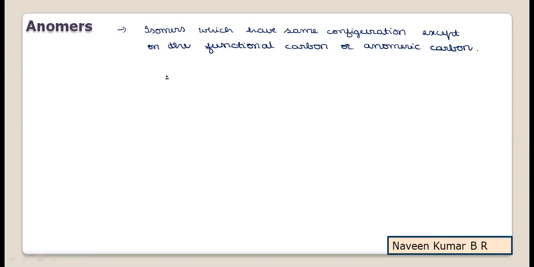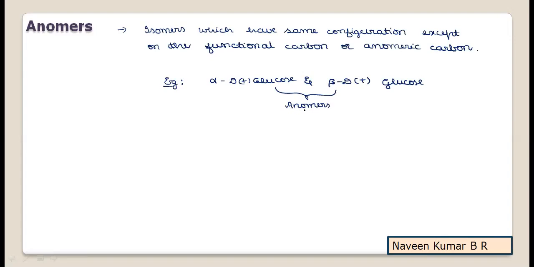The examples of anomers will always be for the same compound, with alpha and beta forms. Hence, examples of anomers are alpha D plus glucose and beta D plus glucose. These two are anomers. Why are they anomers? Because their configuration on all the carbon atoms is the same except on the anomeric carbon or functional carbon. Such an isomer is called an anomer.